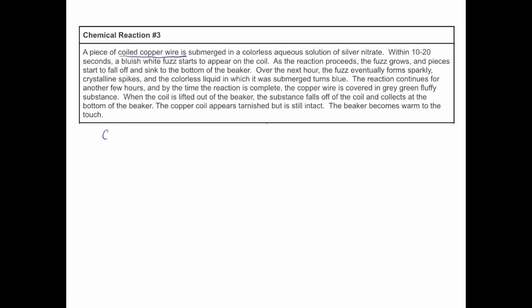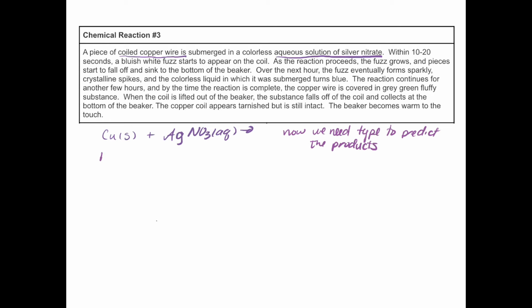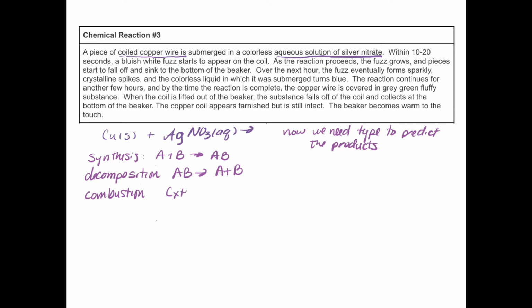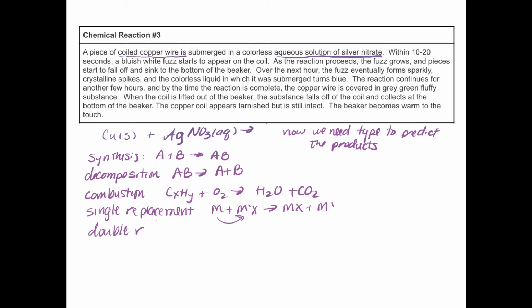All right, in our third scenario here, we've got copper wire, which is a solid, dipped into an aqueous solution of silver nitrate. Now we need to figure out the type in order to predict the products. Again, we've got synthesis reactions, which are A plus B gives us AB. Decomposition, which is AB goes to A plus B. Combustion, which we just saw, a hydrocarbon plus oxygen gives us CO2 and water. And then we've got single replacement, one metal reacting with an ionic compound to kick one metal out, and then we get the other metal by itself.